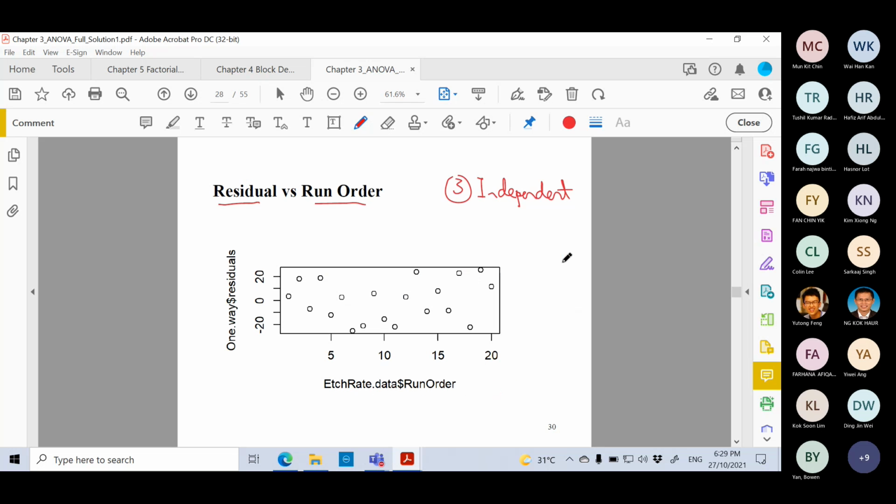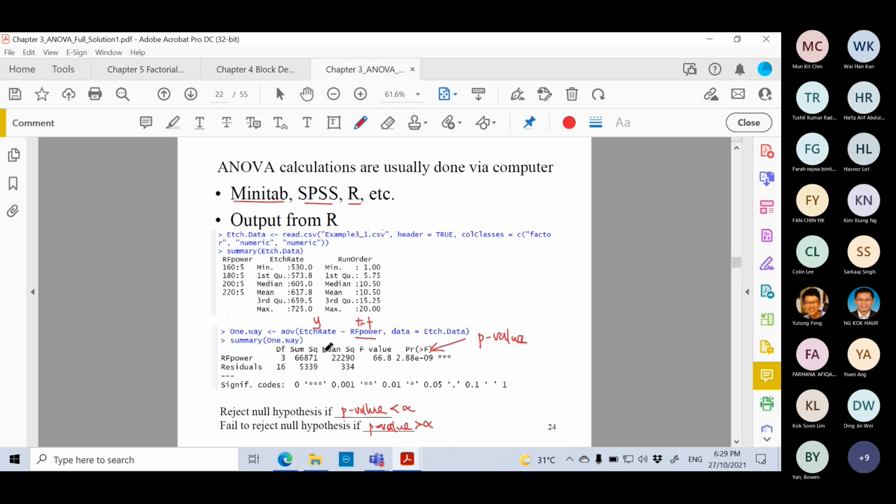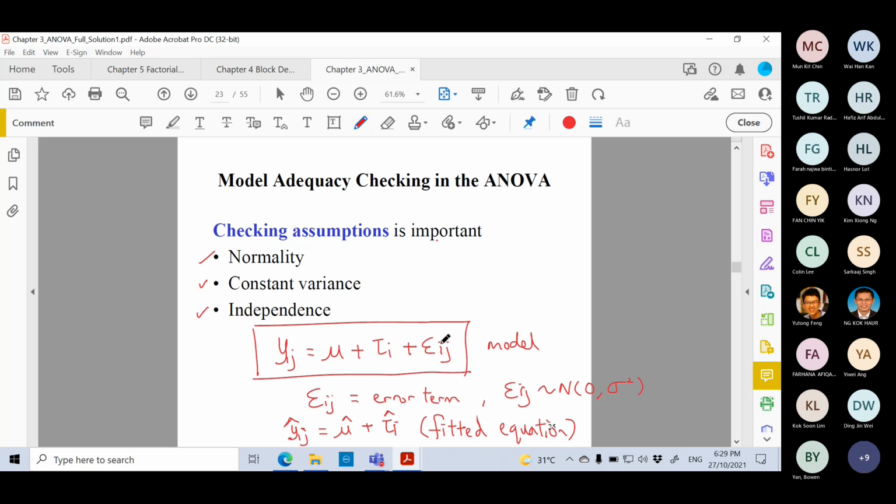So the random order, if you plot it and they do not have any pattern here, we consider them independent. This is a plot for checking the model adequacy. Only then can we say that our ANOVA result can be accepted. If you do not check the model adequacy, you may use a wrong model, because you have assumed this is the model you want to run for the analysis of variance. This is for the single factor model.